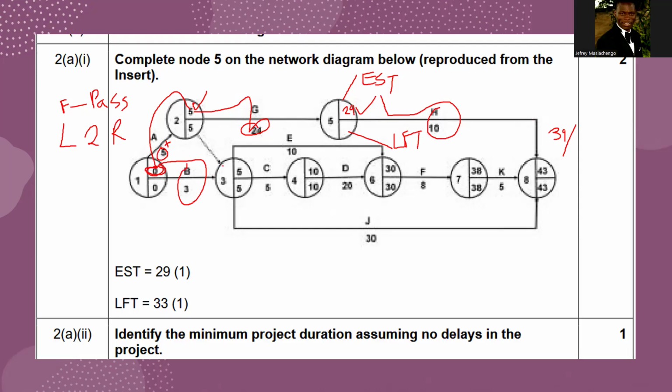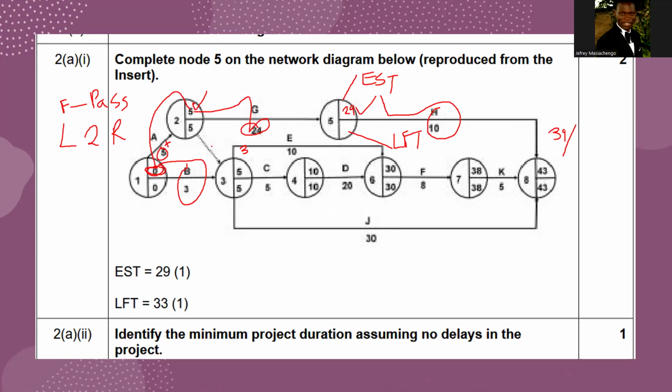0 plus 3, you get 3. But here there's 5. It's now confusing, right? I will give you the tip. But for the meantime, let's just write the 3 here. Right, let's try this part.